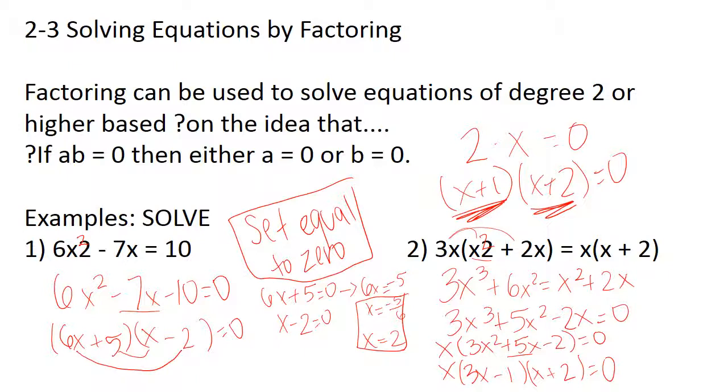Now in this case, I have 3 different factors. Do not forget about that x that you have out in front. That is the first factor. So I'm going to set each factor equal to 0. x could equal 0, 3x minus 1 could equal 0, or x plus 2 could equal 0. When you solve each of those individually, you would get solutions for x as x equals 0, 1/3, and negative 2. That would be your solution.